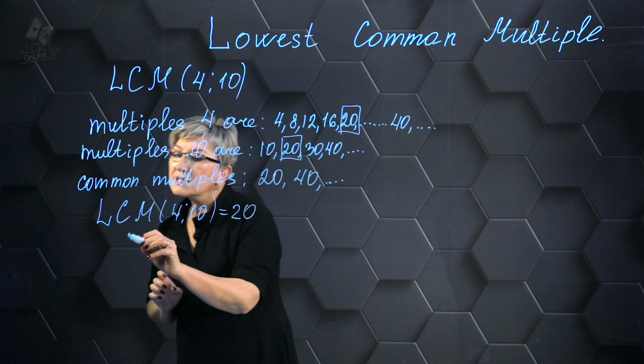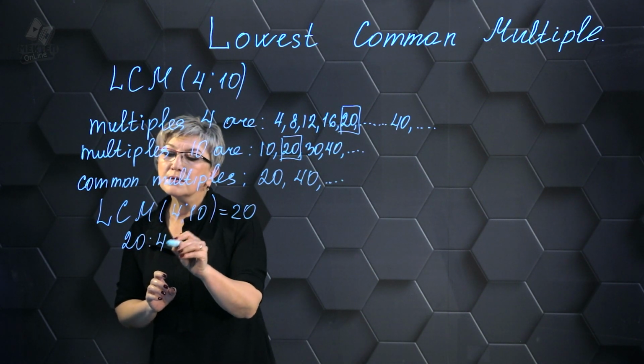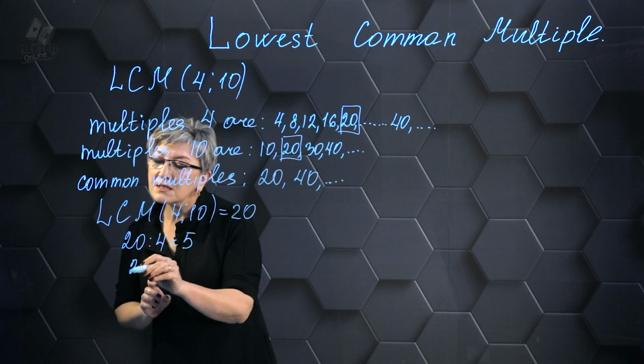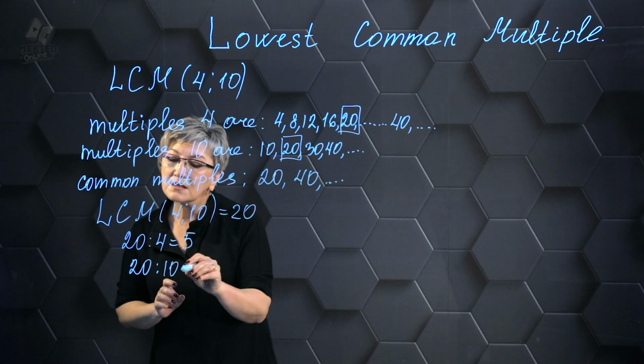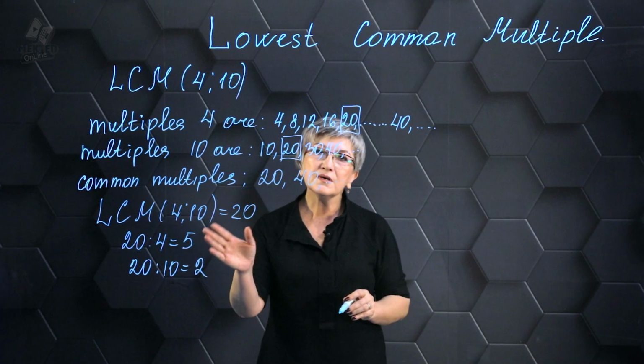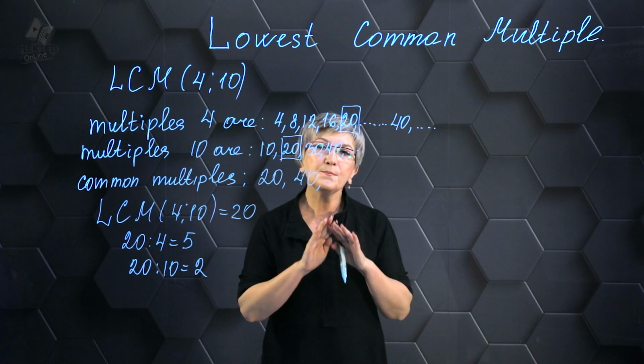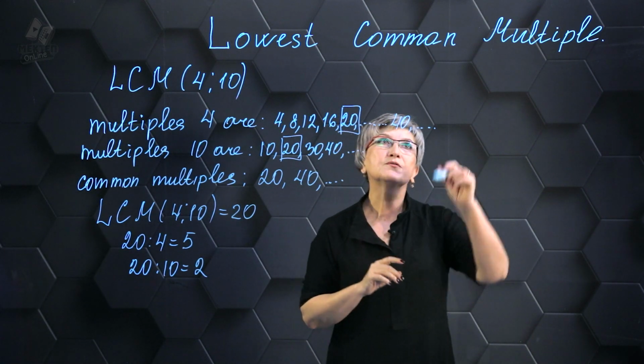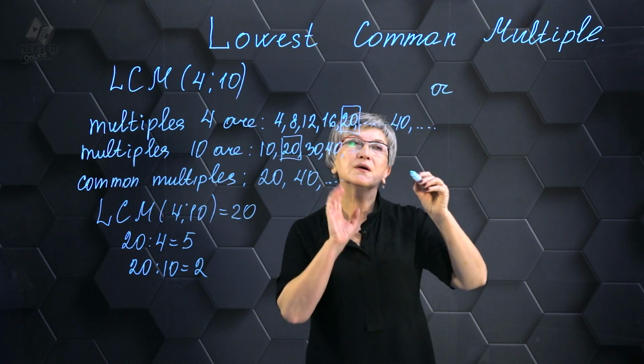Let's check it. 20 divided by 4 equals 5. And 20 divided by 10 equals 2. So as you can see, these numbers divide evenly without any remainder or fraction. Now let's proceed to the second approach that we use together.